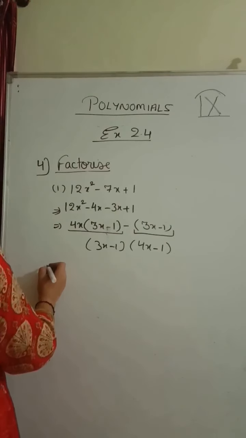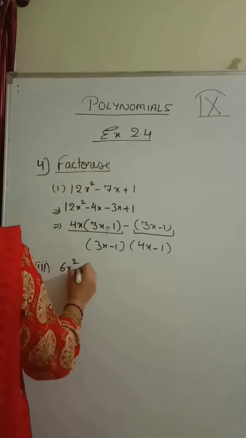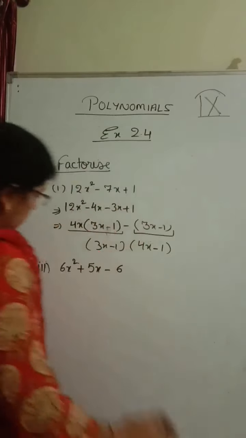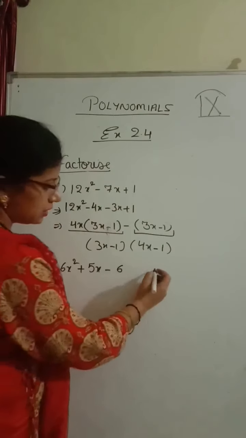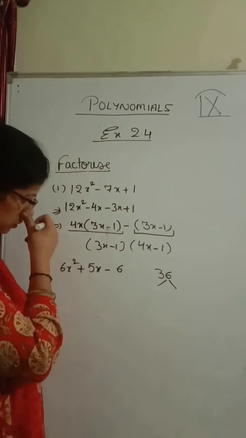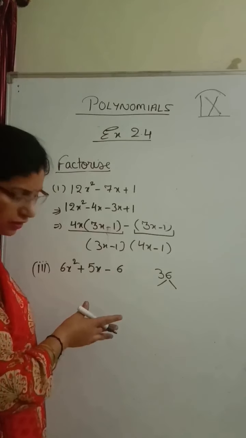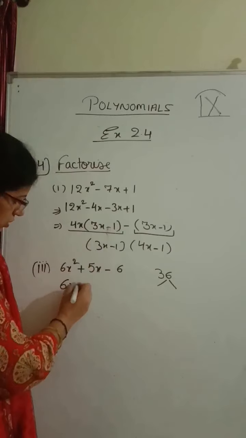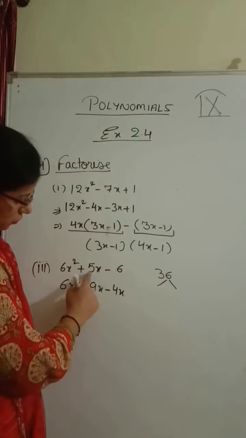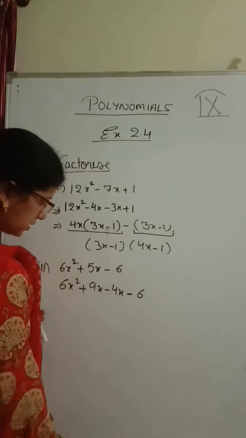Let us do the third part only. All are the same. 6x square plus 5x minus 6. Okay. So 6 into 6 is 36. 36 we have to factorize so that we get 5. Okay. 6 into 6 will not work. 9 into 4 is 36, and 9 minus 4 is 5. So 6x square plus 9x minus 4x, plus 5 and minus 6. Okay. So now factorize it.